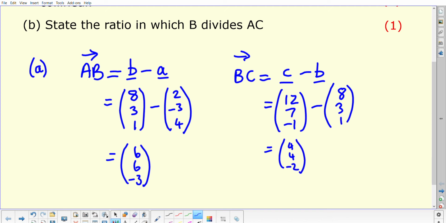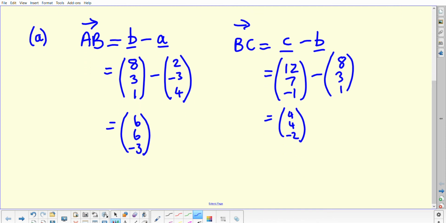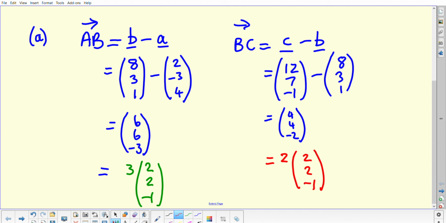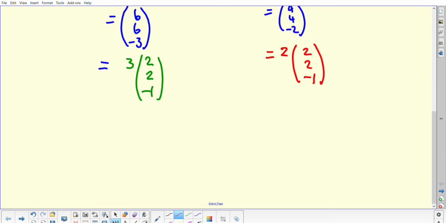Now clearly at the moment they don't look like they're a multiple of each other. However, if you think about the common factor aspect of this, in this one here you can see that there is a factor of 3 running through that, so you can write this as 3 bracket 2, 2, minus 1. And then this one over here, there's a common factor of 2, so we would write that outside, so 2 bracket 2, 2 and minus 1. And then at this point you can actually see that they are scalar multiples of the same vector. So what that does tell you is that they're parallel to each other.